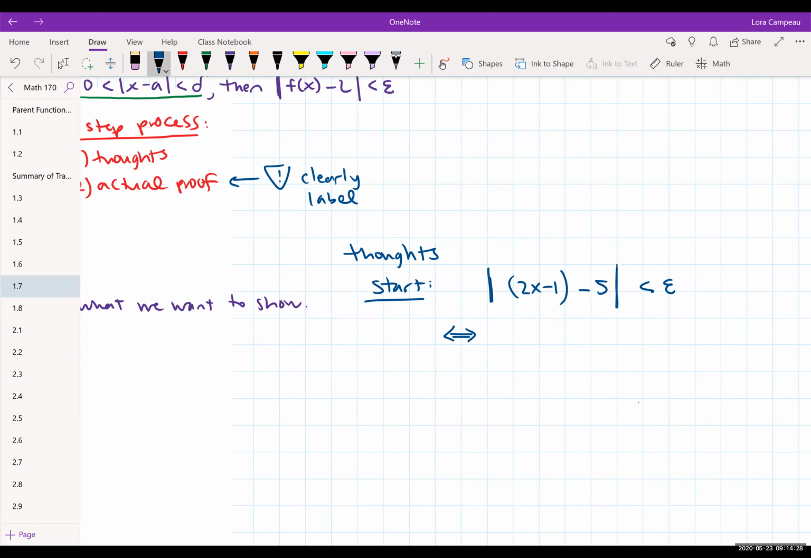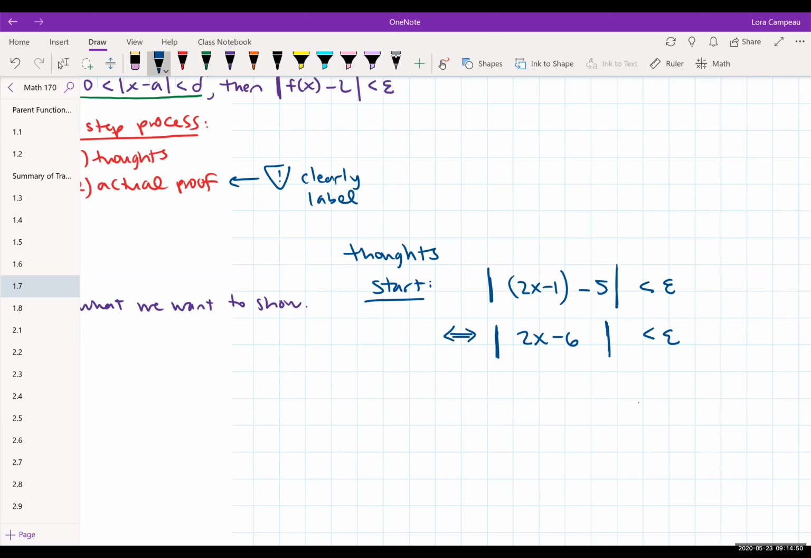So sometimes you can say, okay, 2x minus 1, subtract off 5. We don't really need the parentheses. This is going to turn into 2x minus 6. Okay, and we're just assuming that we're still less than epsilon. We haven't done anything with the inequality symbol.